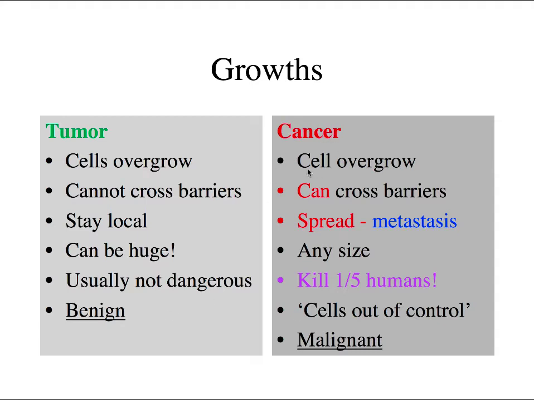So cancers are also overgrowth of cells. However, in latter stages, cancers can cross barriers. They can spread to other parts of the body. They can be any size, so tiny cancers can kill you, and especially big cancers will kill you. Talking about killing, right now, 1 in 5 humans, 20% of us, will die of a cancer-related illness. And the term that you don't want to hear with a cancer is malignant. A malignant cancer is one that is spreading.